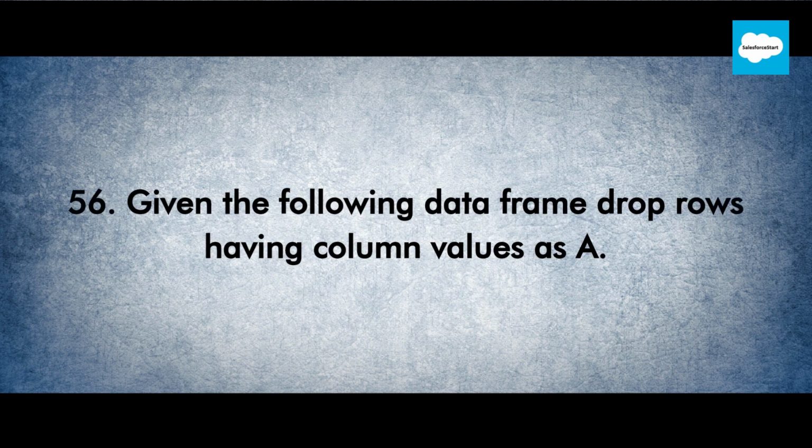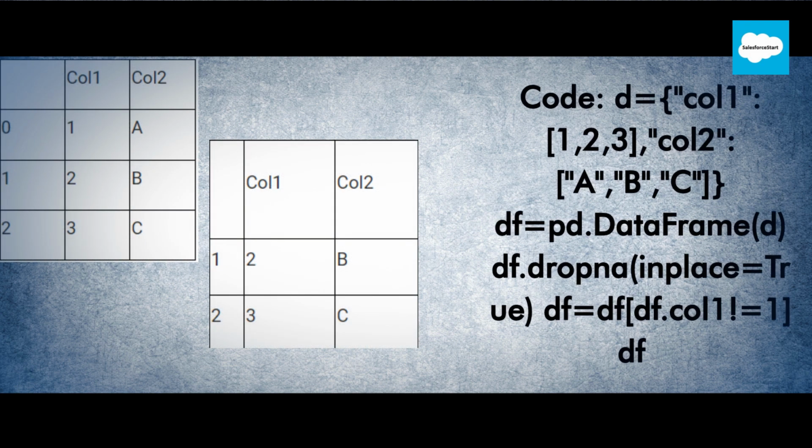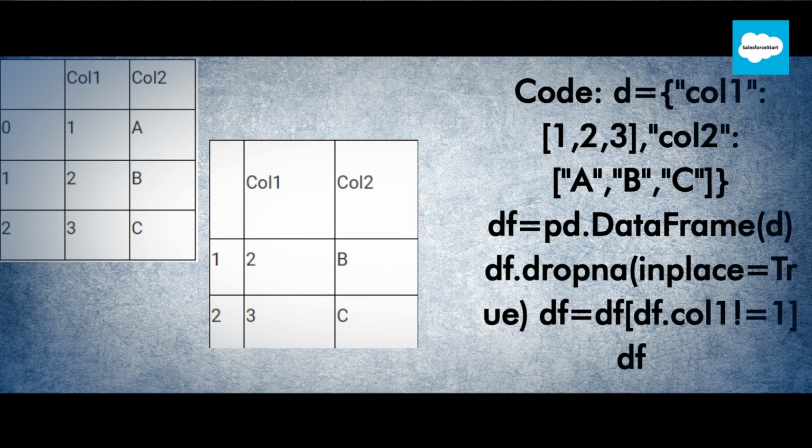56. Given the following data frame, drop rows having column values as a. Code: d = {'col1': [1, 1, 2, 3], 'col2': ['a', 'a', 'b', 'c']}, df = pd.DataFrame(d), df.dropna(inplace=True), df = df[df.col1 == 1].